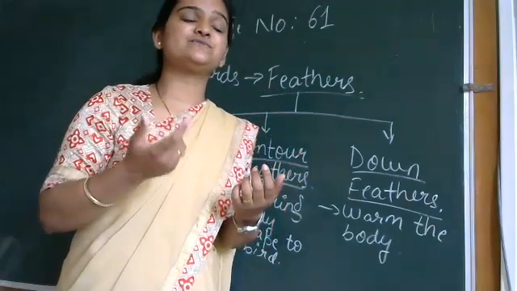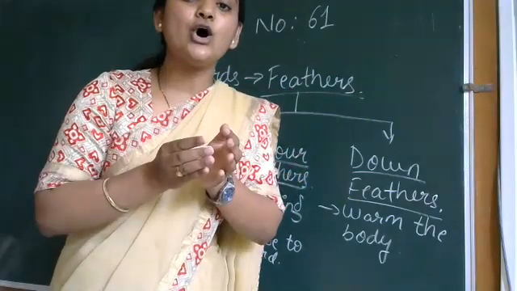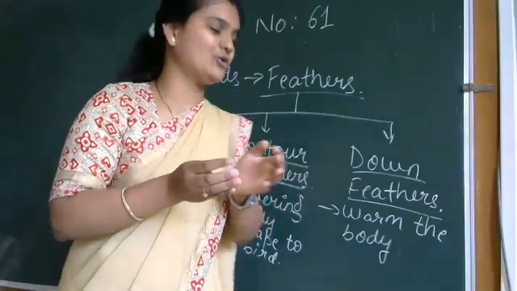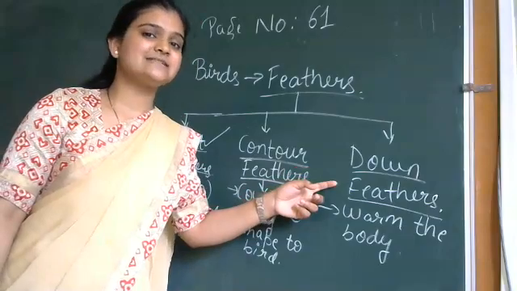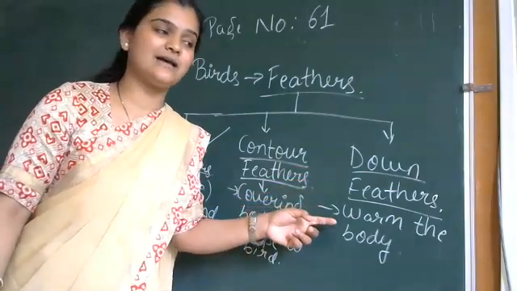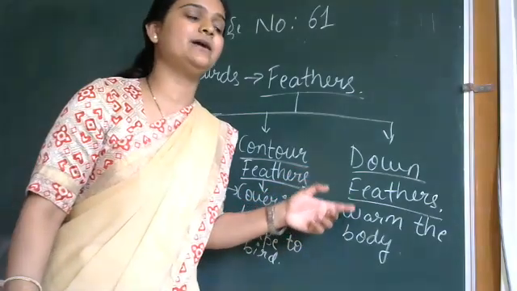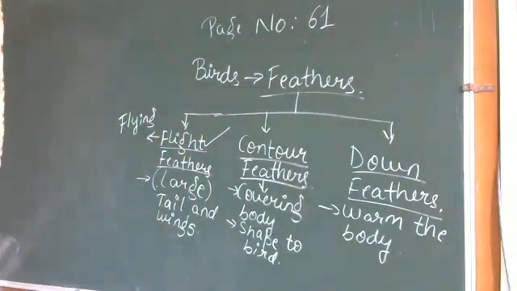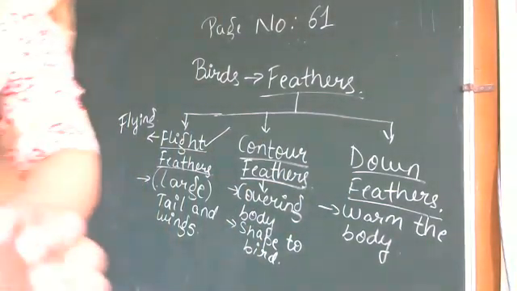Which feather is useful in keeping the bird warm? Down feather. Yes, very good. It is the down feathers that help to keep the body of a bird warm. Okay, the next one we have is mammals.